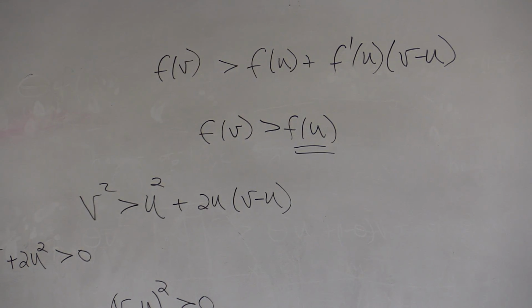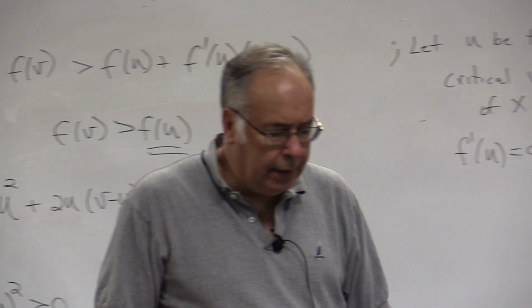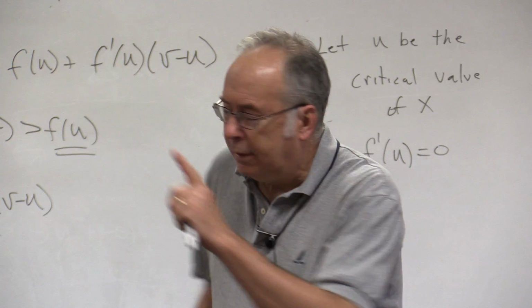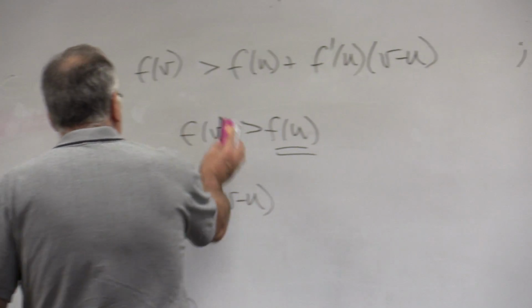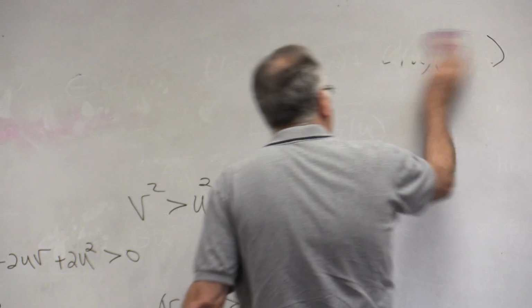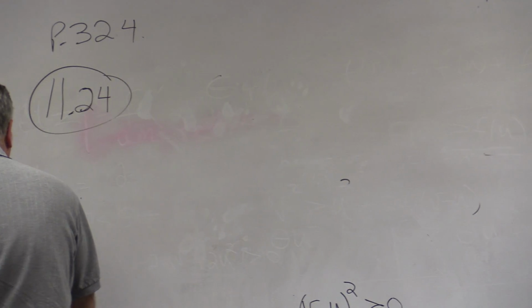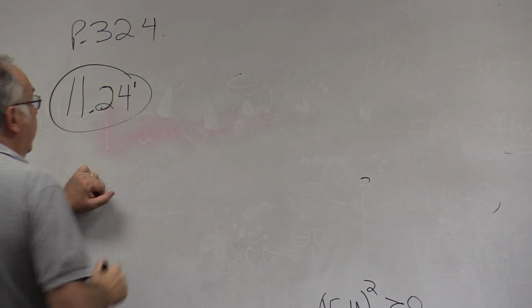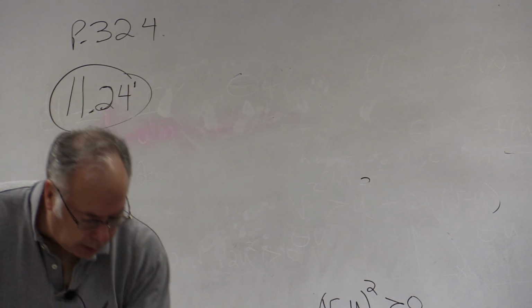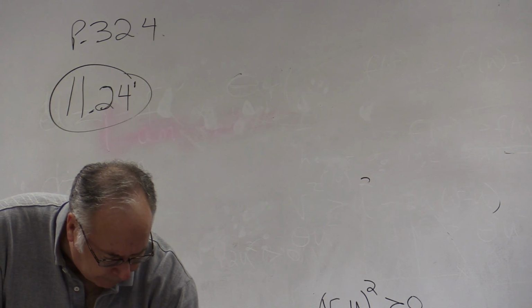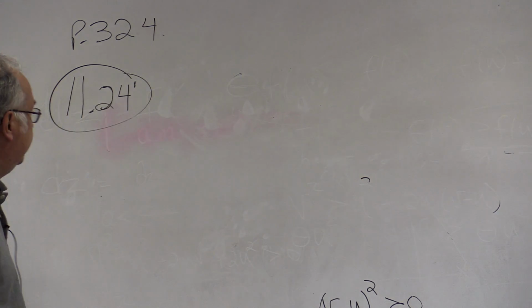There is a slight extension of this to the case where you have a function f of several variables, x1, x2, xn. Then the version of this equation is slightly different. And this is equation 1124 prime. And this is actually on page 325.